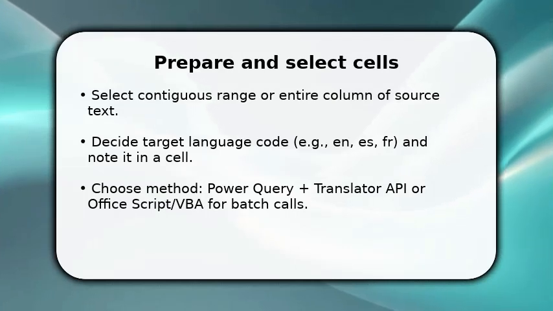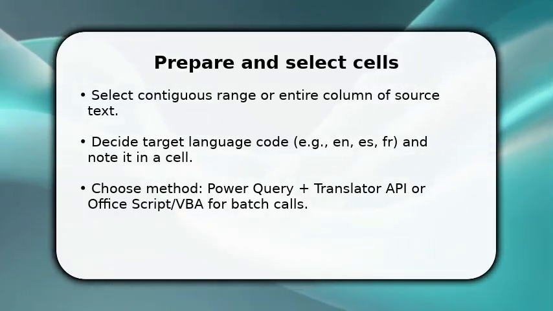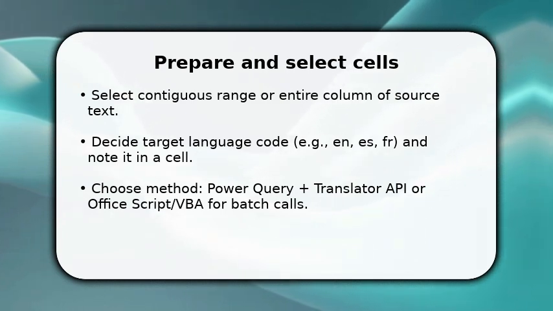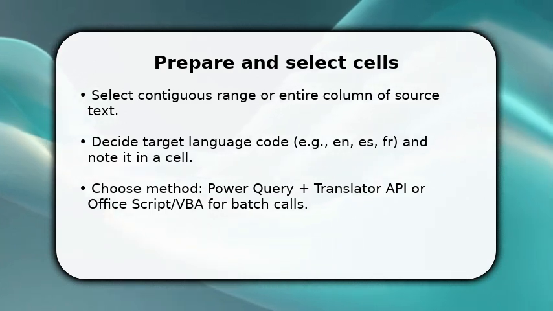You start by selecting the exact range you want translated. This keeps updates predictable and avoids blank outputs. Once selected, put the target language code in a nearby cell so your process can reference it programmatically.